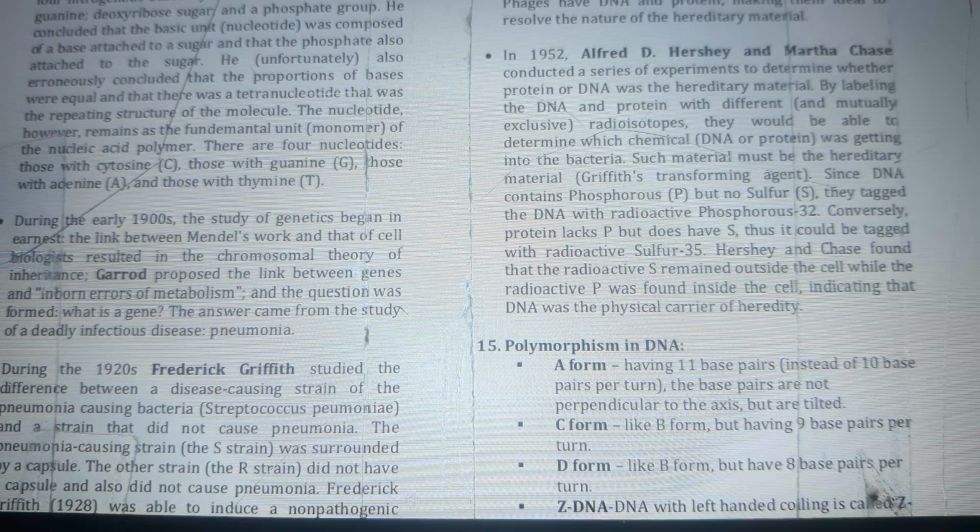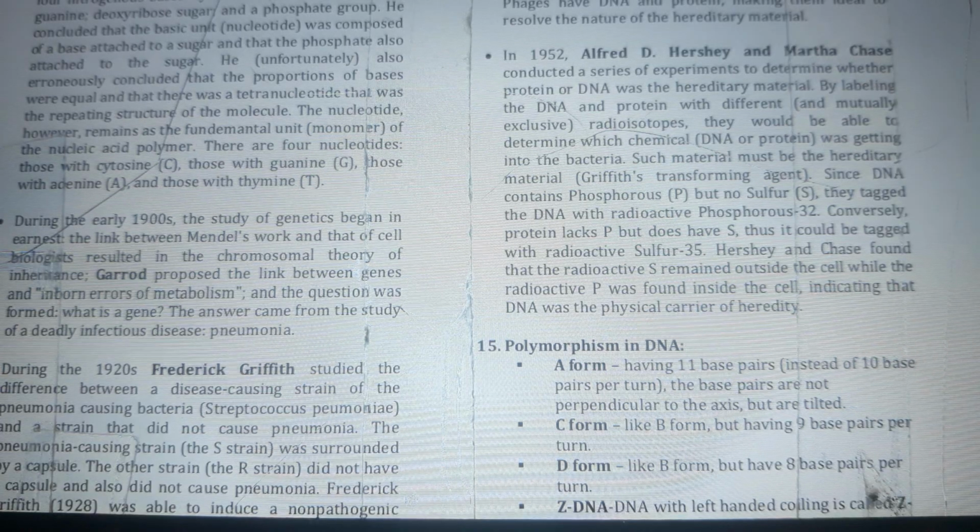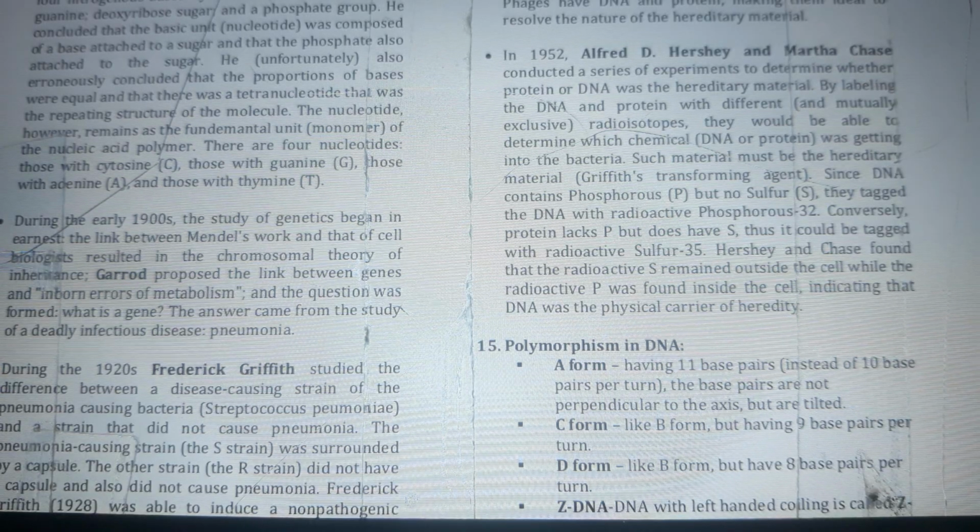Since DNA contains phosphorus, P, but no sulfur, they tagged the DNA with radioactive phosphorus-32. Conversely, protein lacks P but does have S, thus it could be tagged with radioactive sulfur-35. Hershey and Chase found that the radioactive S remained outside the cell, but the radioactive P was found inside the cell, indicating that DNA was the physical carrier of heredity.